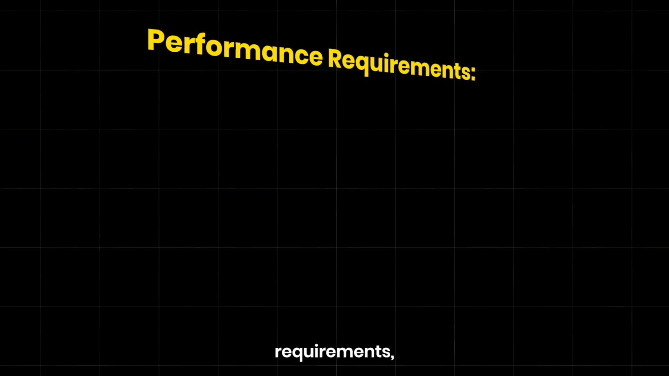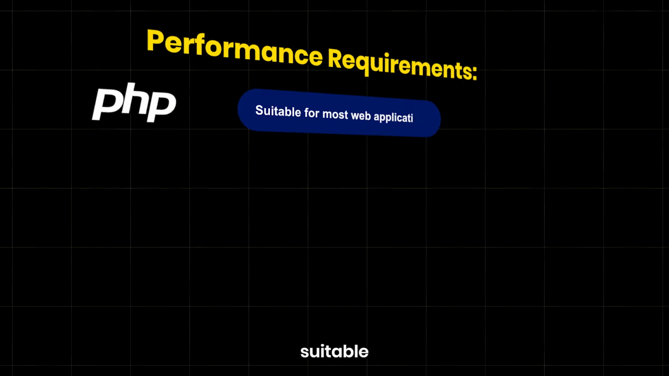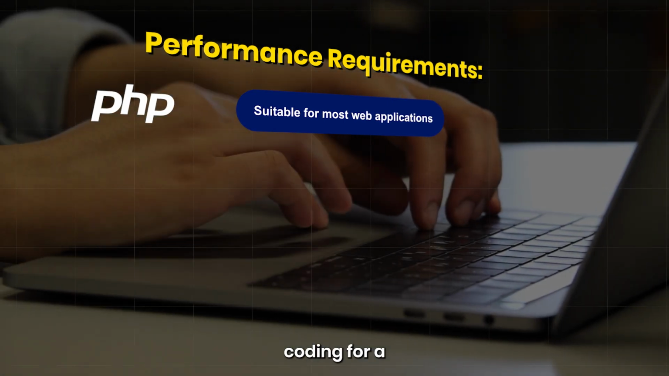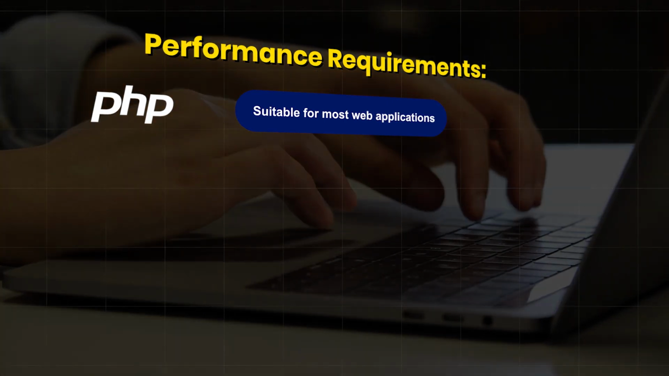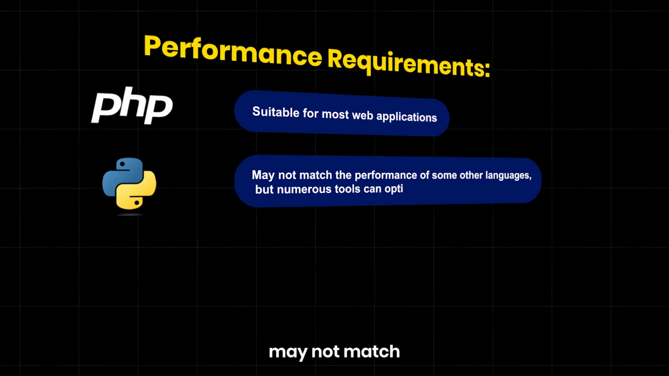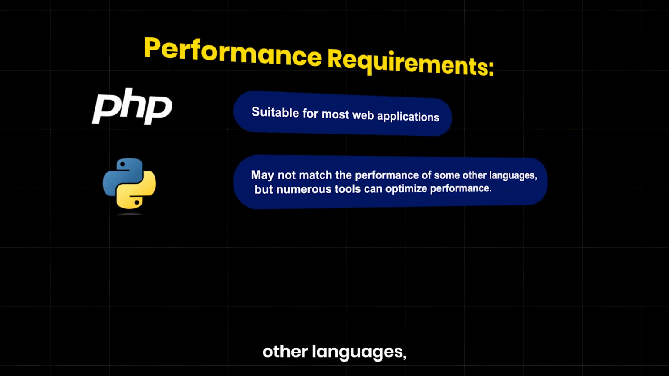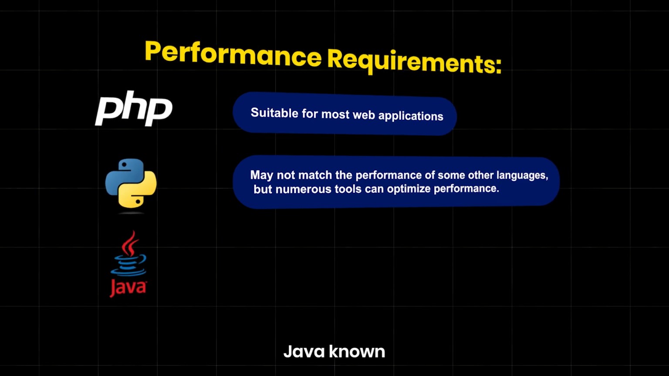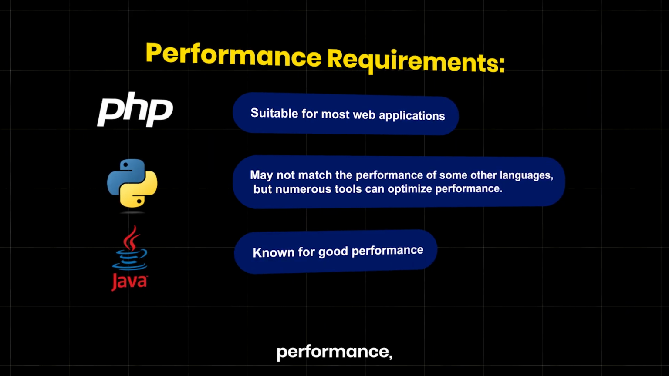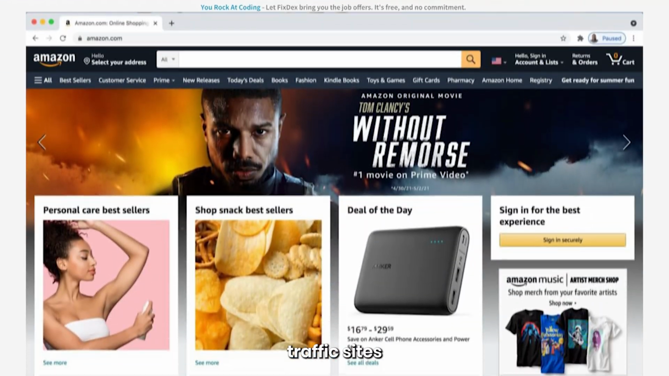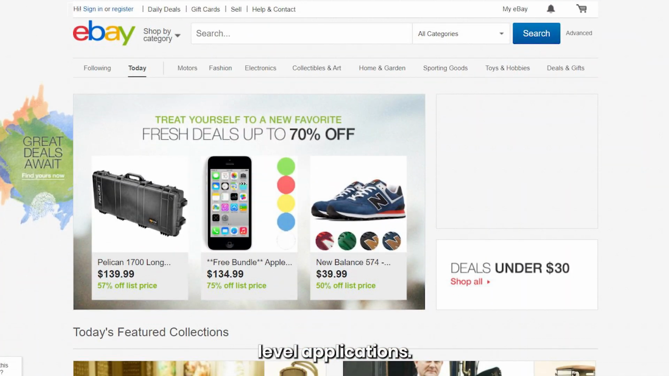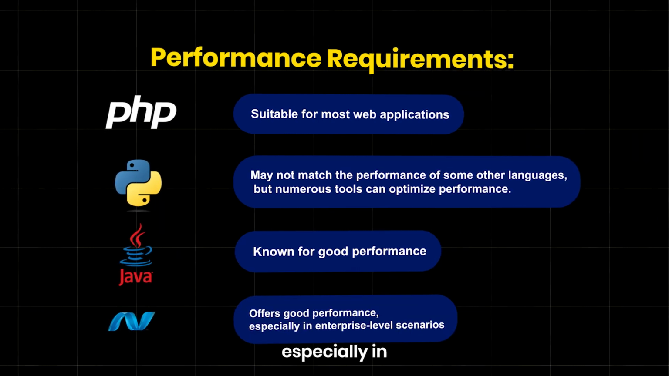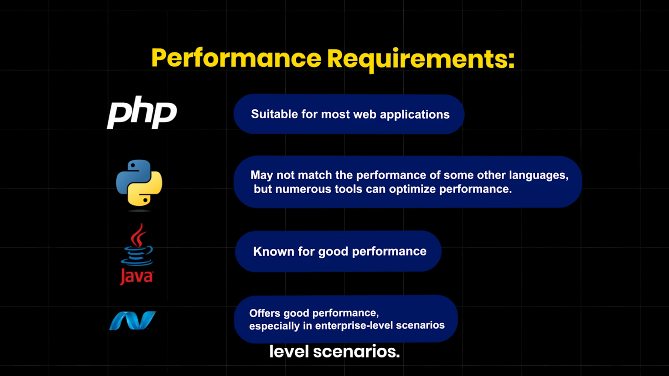Performance requirements. PHP: suitable for most web applications, but may require additional coding for larger projects. Python: may not match the performance of some other languages, but numerous tools can optimize performance. Java: known for good performance, making it suitable for high-traffic sites and enterprise-level applications. ASP.NET: offers good performance, especially in enterprise-level scenarios.